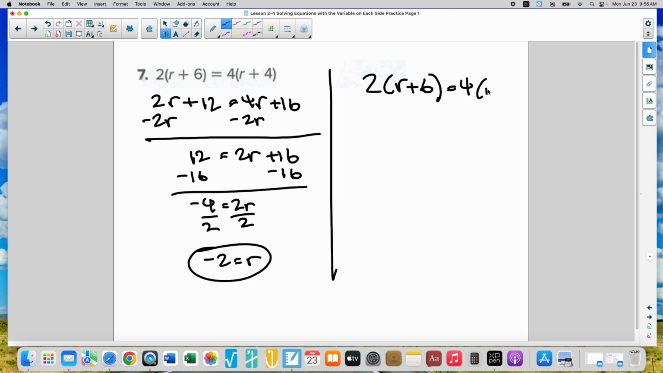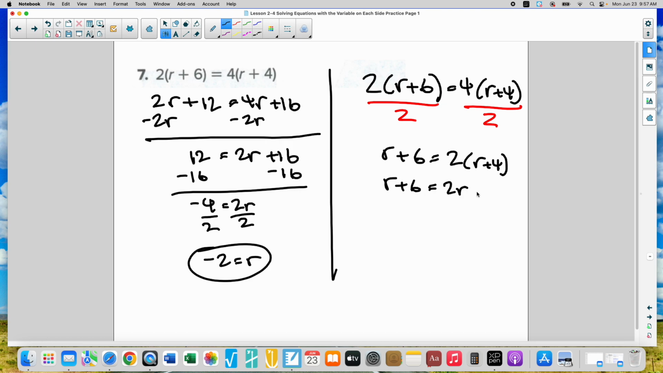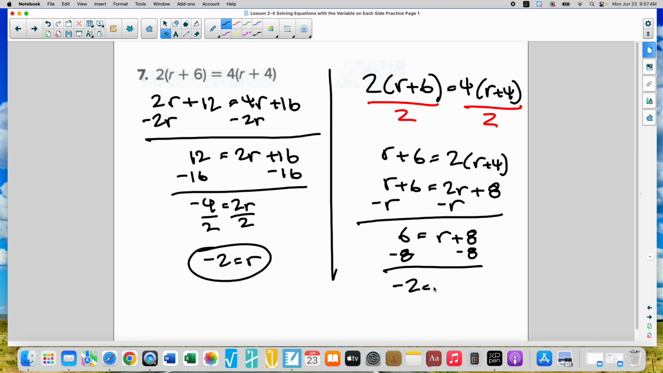And this works in this specific situation. If you divide by 2, divide by 2, you would get r plus 6 equals 2 times the quantity r plus 4. And then r plus 6 equals 2r plus 8. You're going to minus r. 6 equals r plus 8. Minus 8, minus 8. -2 equals r. Same answer, but that's just another way of doing it.